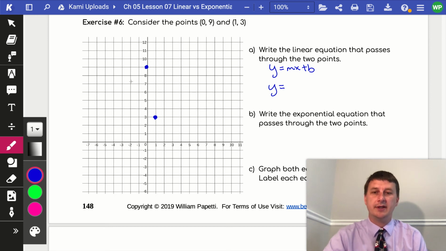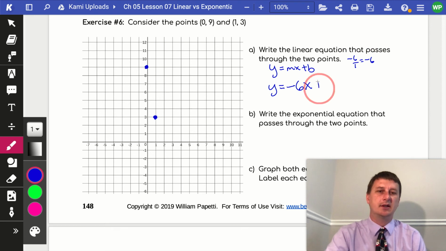So our slope is how much we change in our y values. So we're going to go down 1, 2, 3, 4, 5, 6, down 6, right 1, which is a slope of -6. Again, down 6, right 1 would be -6 over 1, which is -6x. And then our y-intercept is clearly 9. So we have y equals -6x plus 9.